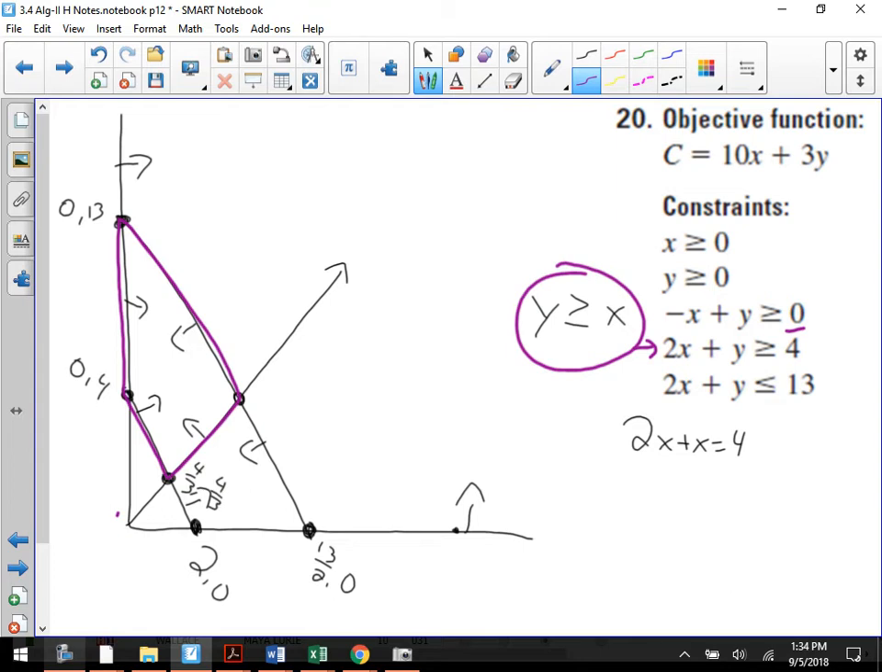I do the exact same thing with the other equation. Since x and y are equal to each other, I know that 2x plus x is 13, which means x is 13 halves. I'm sorry, 13 thirds, which makes y 13 thirds. And it's okay that you get weird numbers. So those would have been the 4 ordered pairs that you would test.